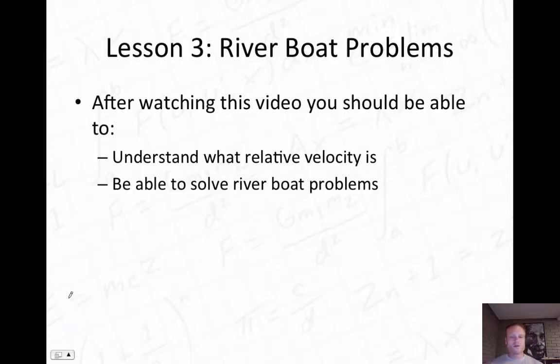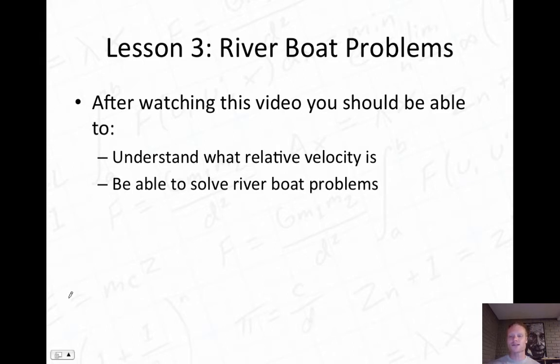In today's video, we're going to be talking about riverboat problems. After watching this video, you should be able to understand what relative velocity is, and then be able to apply that to solve some problems that are typically called riverboat problems, but they're basically problems where the velocity perceived by an observer is different than the velocity of a person, say, on the object.